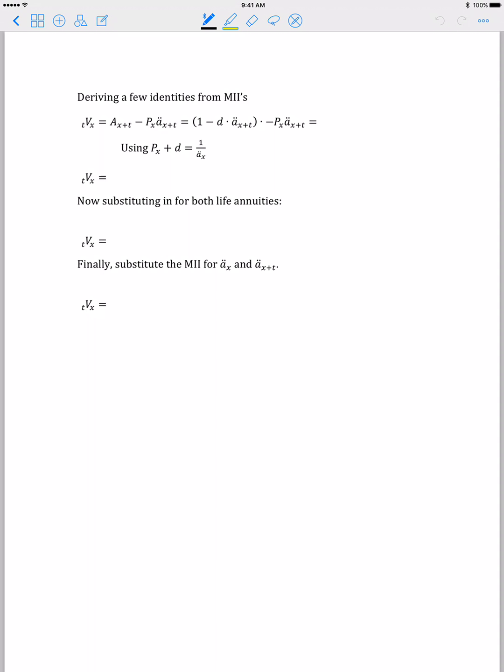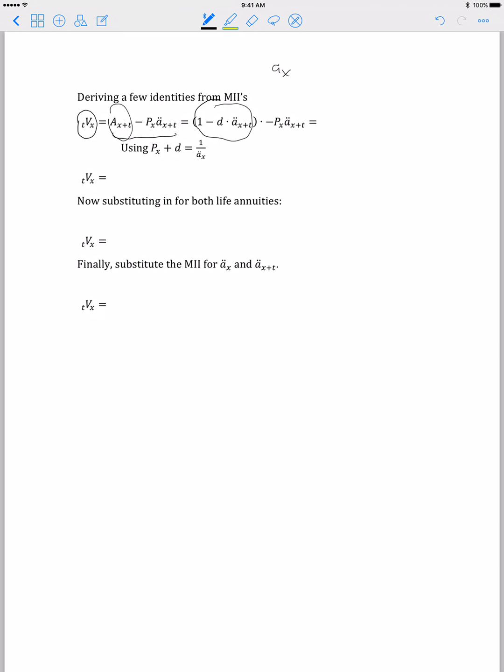Let's see. Let's derive a few identities from the MIIs for the terminal reserve. The first identity is just for the t terminal net level premium reserve for whole life issued to age x. So here's my formula: actuarial present value of future benefits minus actuarial present value of future premiums. And I just replace the capital A with its equivalent formula from the MII.